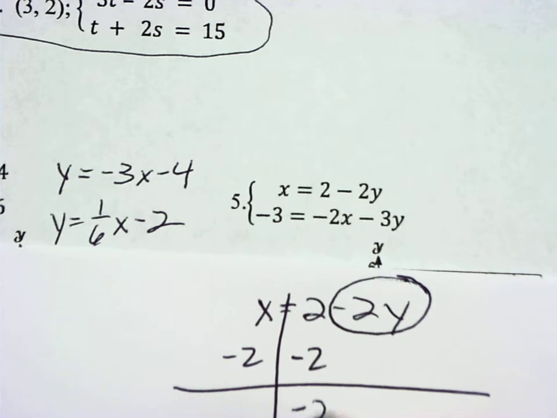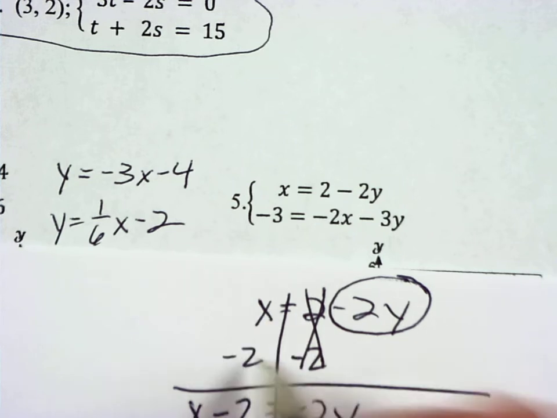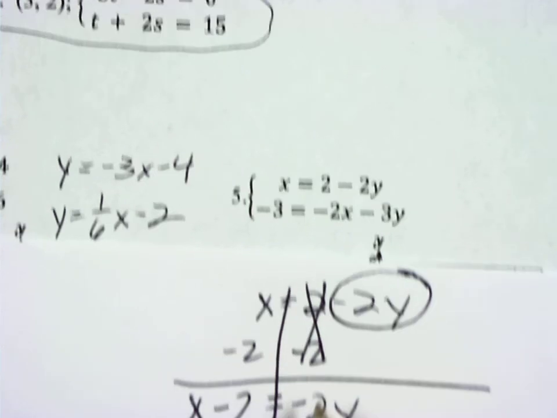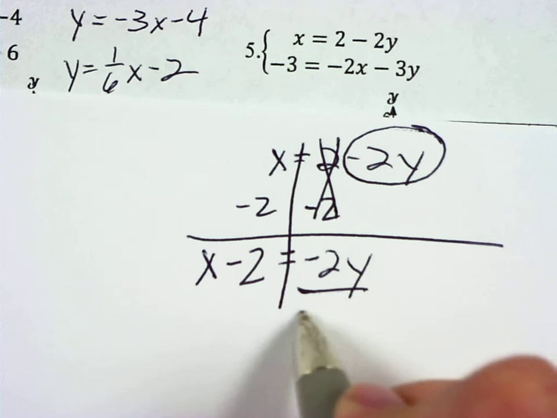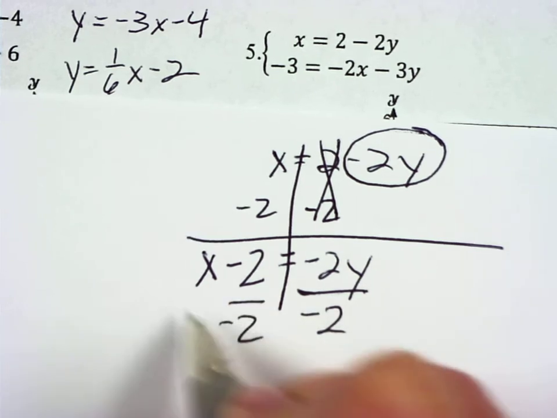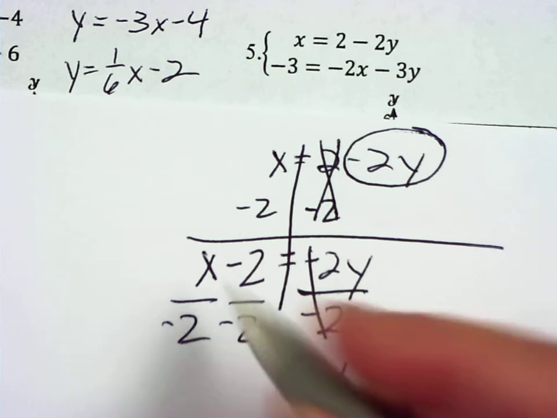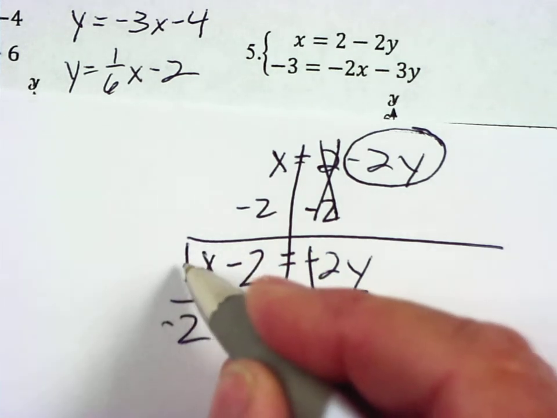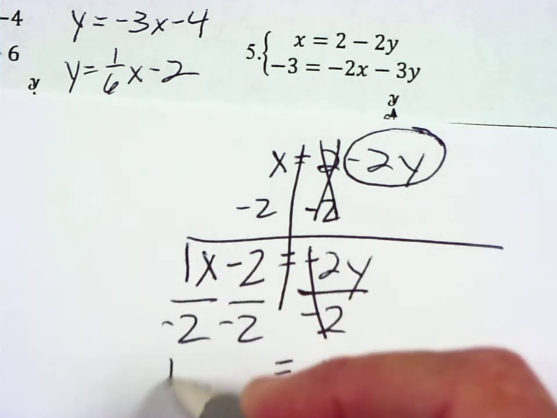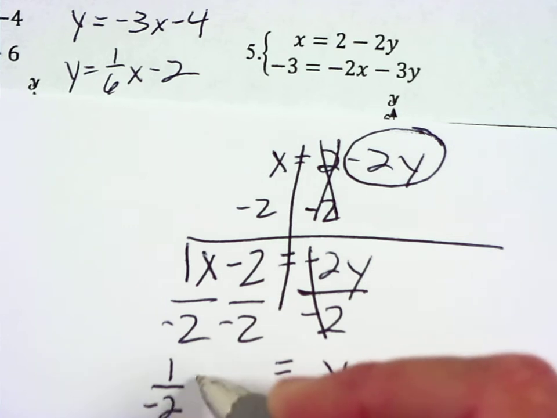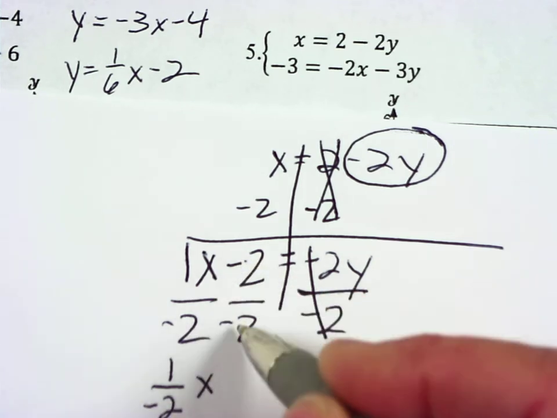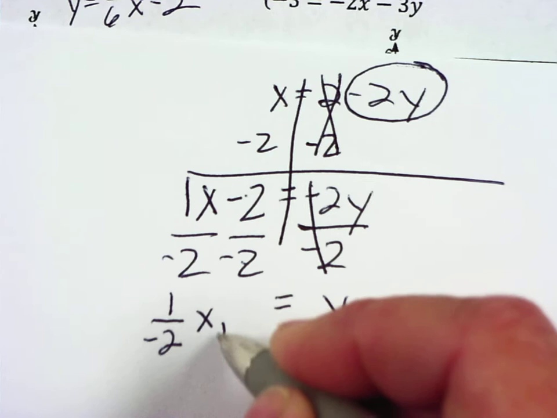And I have negative 2y here, and I have x and a negative 2 here. These are not like terms. I want y alone, so I'm going to divide by negative 2 every stinking term. And y equals, this is 1x, so my slope is 1 over negative 2x. Negative 2 divided by negative 2 is positive 1.